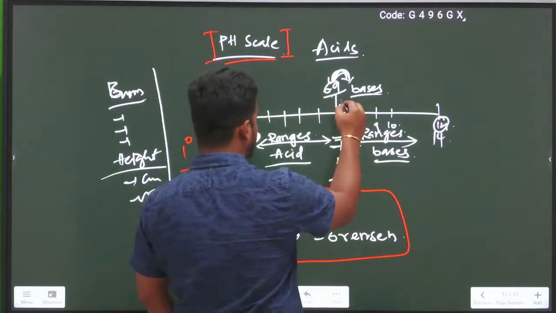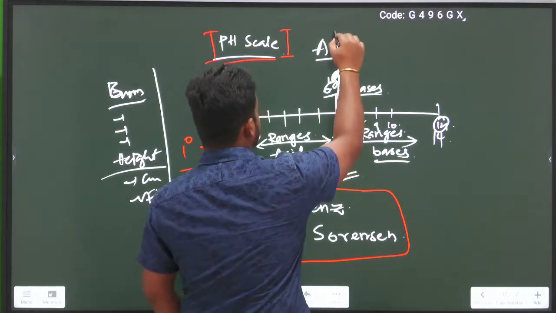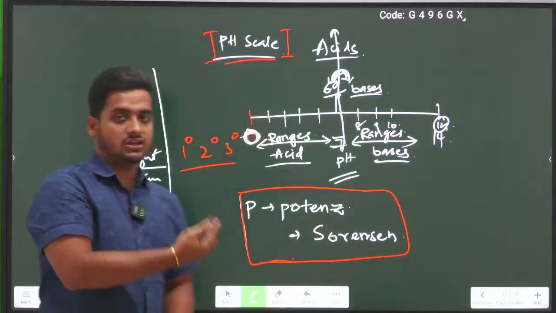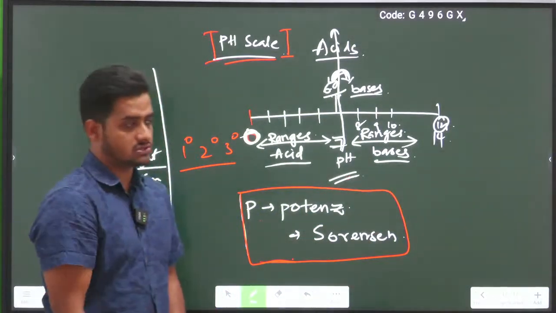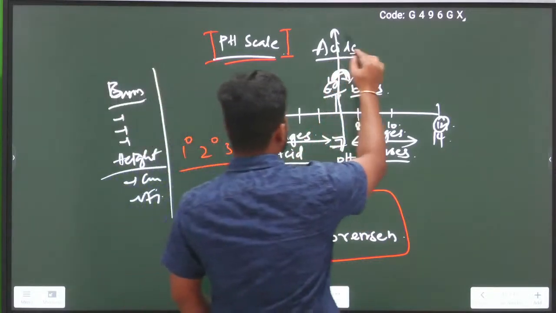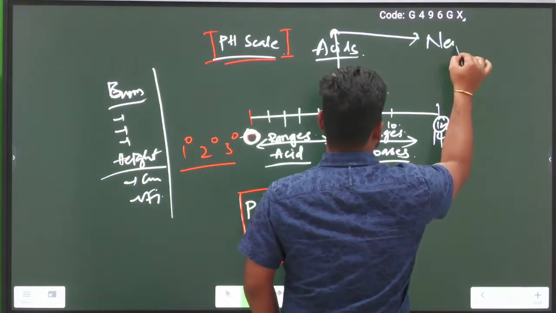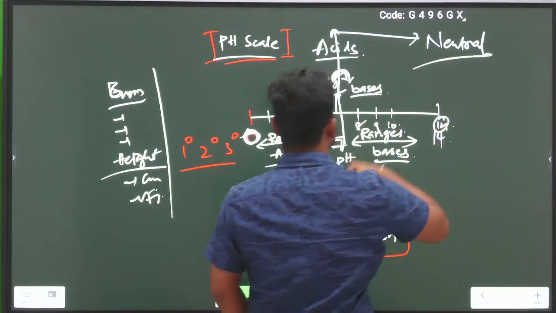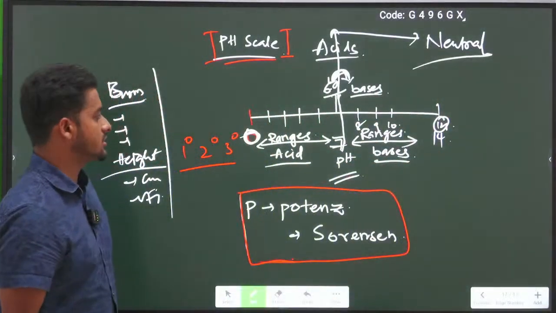This 7, what does this 7 mean, sir? You are not saying whether it is acid or base. Then what does 7 mean? I can say that 7 is nothing but neutral compounds. Neutral compounds, you can say.